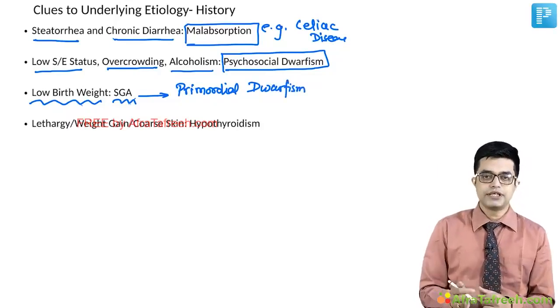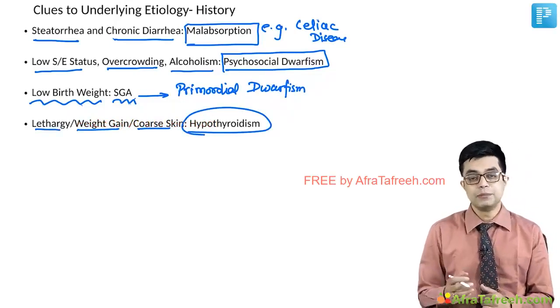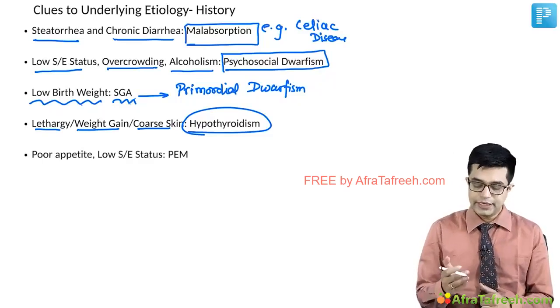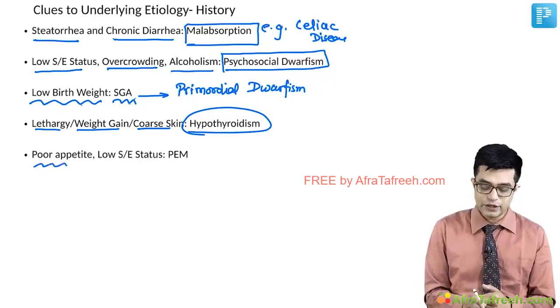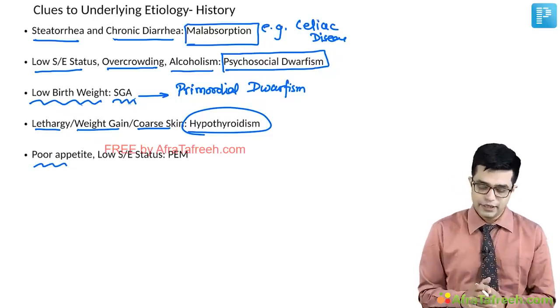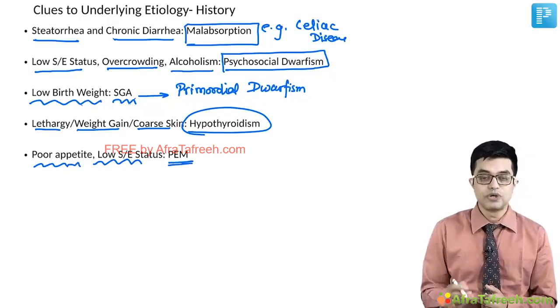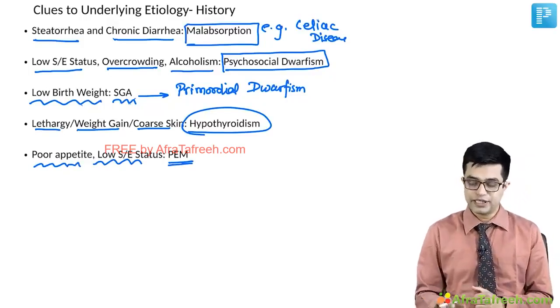Then if the patient is having lethargy, weight gain and coarse skin, hypothyroidism will be one of the likely possibilities. If the history says poor appetite, all these are key words. If you get a clinical case, you need to keep them in mind. If the question says poor appetite, low socioeconomic status, then protein energy malnutrition needs to be considered.